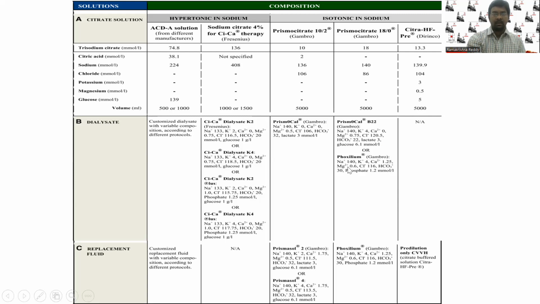Similarly, there are commercially available replacement solutions also, examples like Prismasol and Phoxilium. And as I said, when you are using hypertonic citrate solutions, the replacement fluid or the dialysate should have low sodium content. So if you see in this K2 preparation, the dialysate sodium is 133, whereas in case of isotonic preparation, the dialysate sodium content is 140 millimoles.